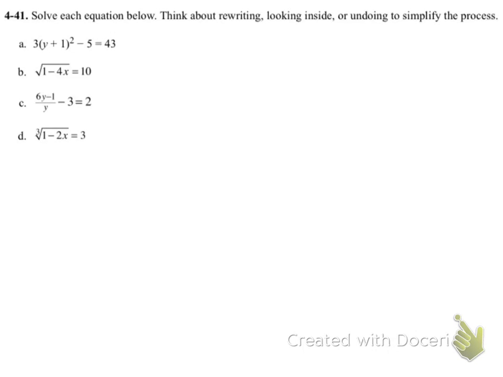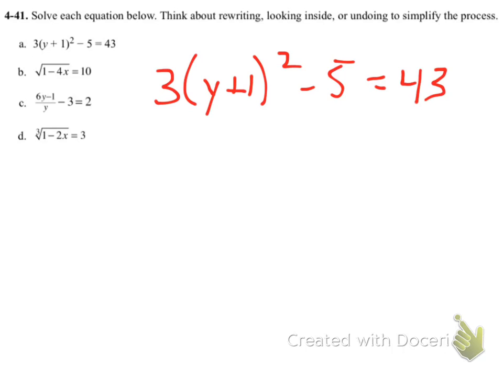Okay, solving problem 41. So we're taking a look at solving for the variable here using any one of these different processes. So the first one, basically for this one I'm going to do a lot of undoing. So if I take a look at that first problem, 3(y plus 1) squared minus 5 equals 43.